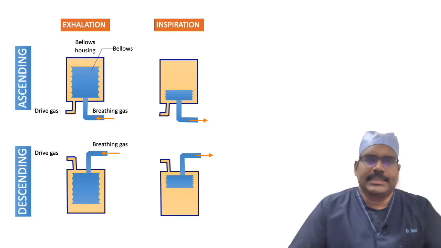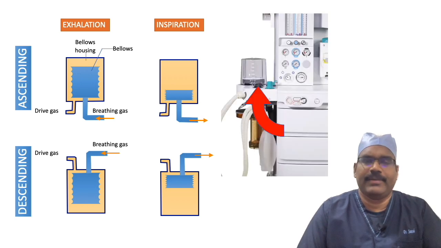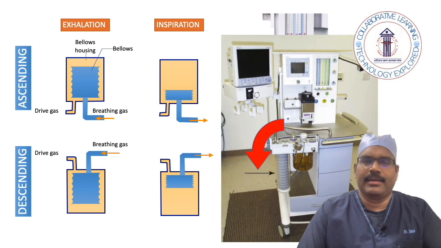Modern anesthesia ventilators can be best classified as either bellows or non-bellows. In bellows ventilators, the bellows serve as a volume reservoir for the breathing gas and the ventilator uses a double circuit bag and bottle design to deliver breaths. The bellows are typically driven pneumatically. Bellows type ventilators can be subclassified as ascending or descending. Here we can see an ascending bellows and this is an example of a descending bellows type of anesthesia ventilator.